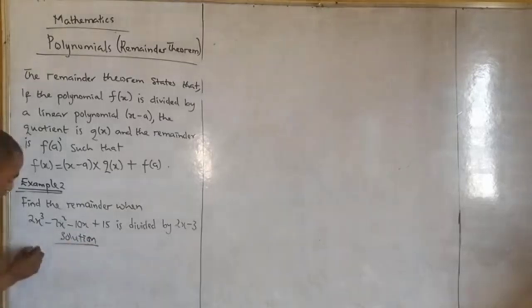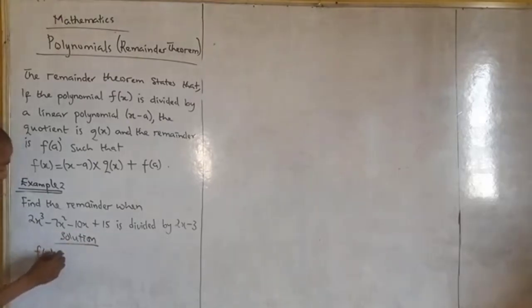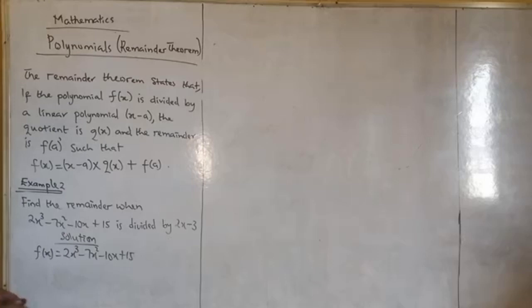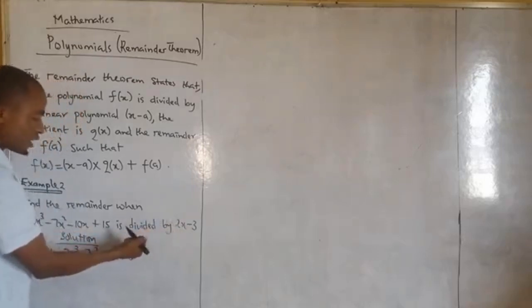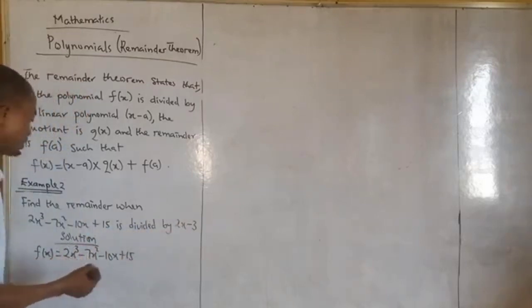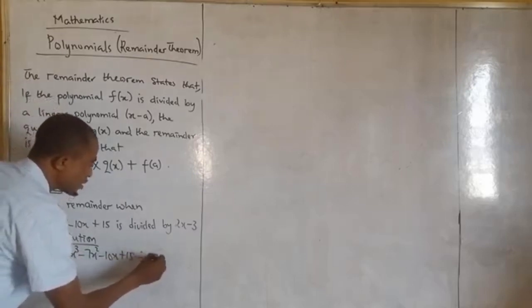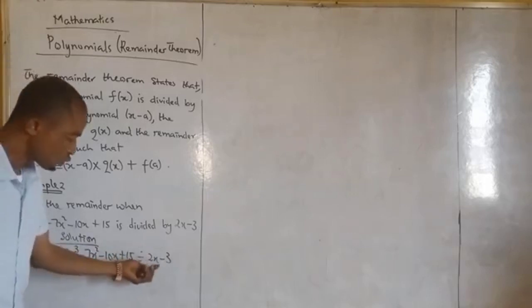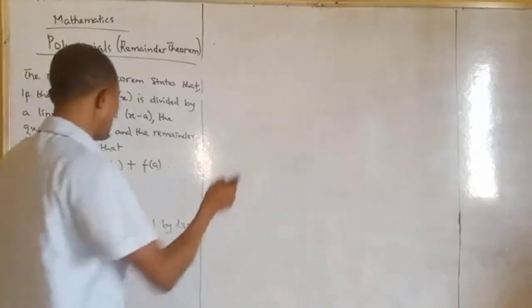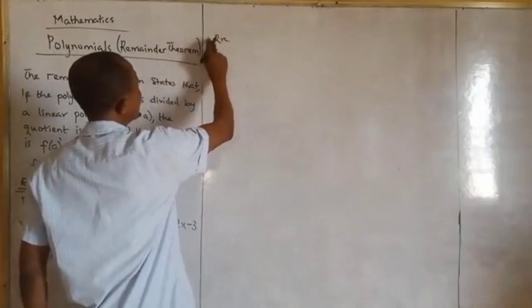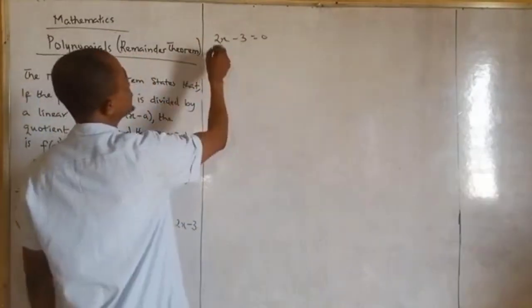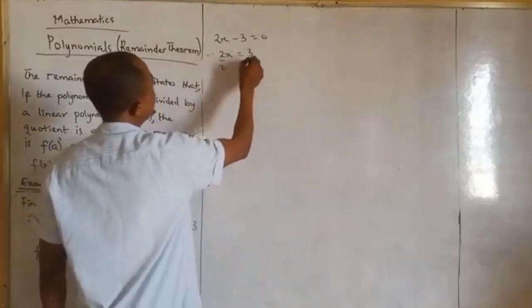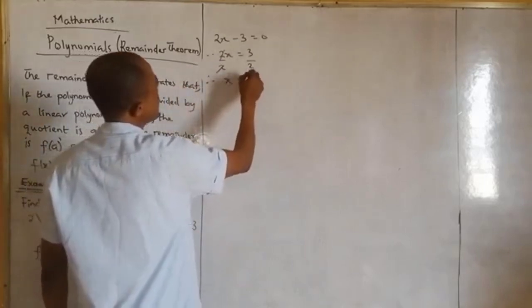So from here, our f of x is 2x cubed minus 7x squared minus 10x then plus 15. This is our f of x. The divisor, 2x minus 3, is the linear polynomial. So this is divided by 2x minus 3. What you are going to do here is equate this divisor, 2x minus 3, to 0. So we say 2x minus 3 equals 0. Therefore we have 2x equals 3. We divide both sides by 2. Therefore our x equals 3 over 2.